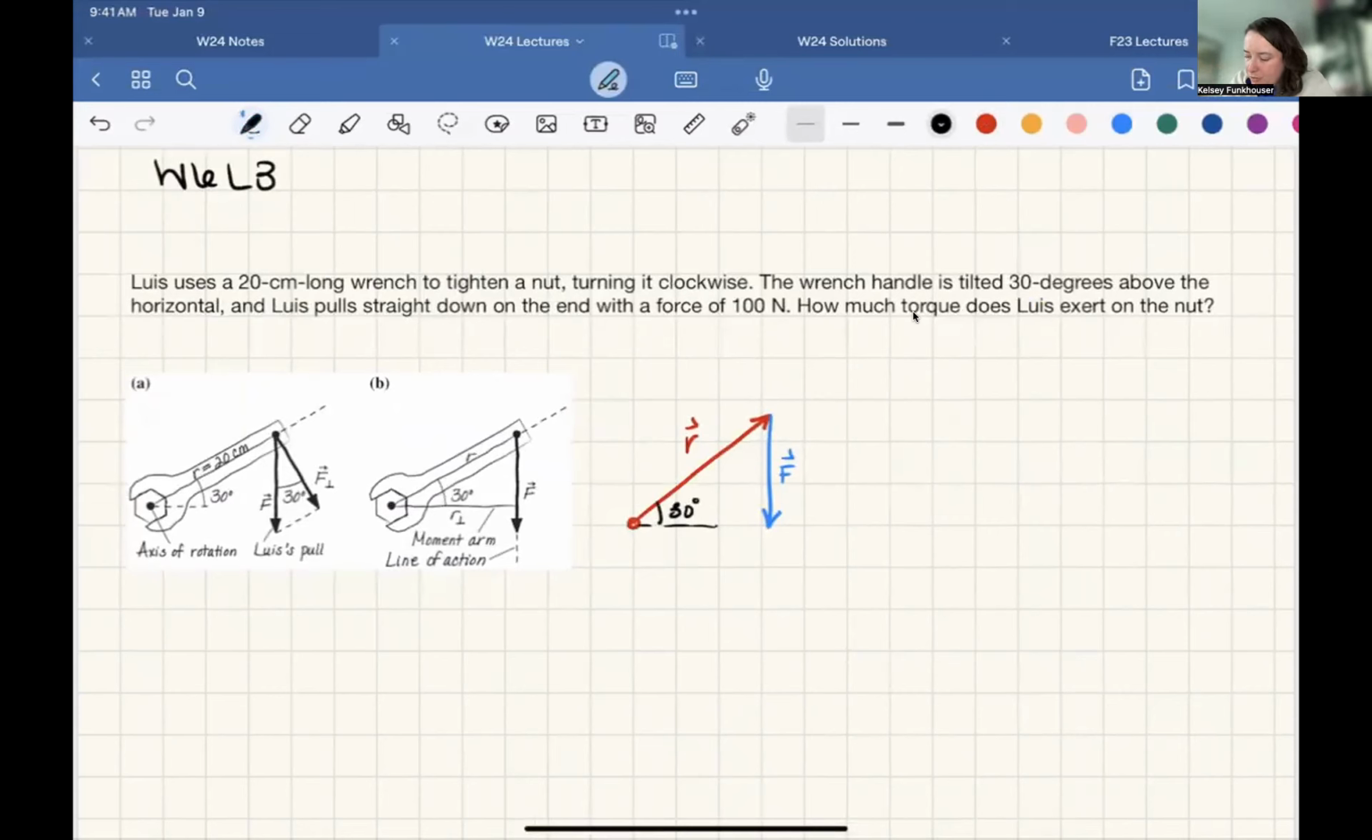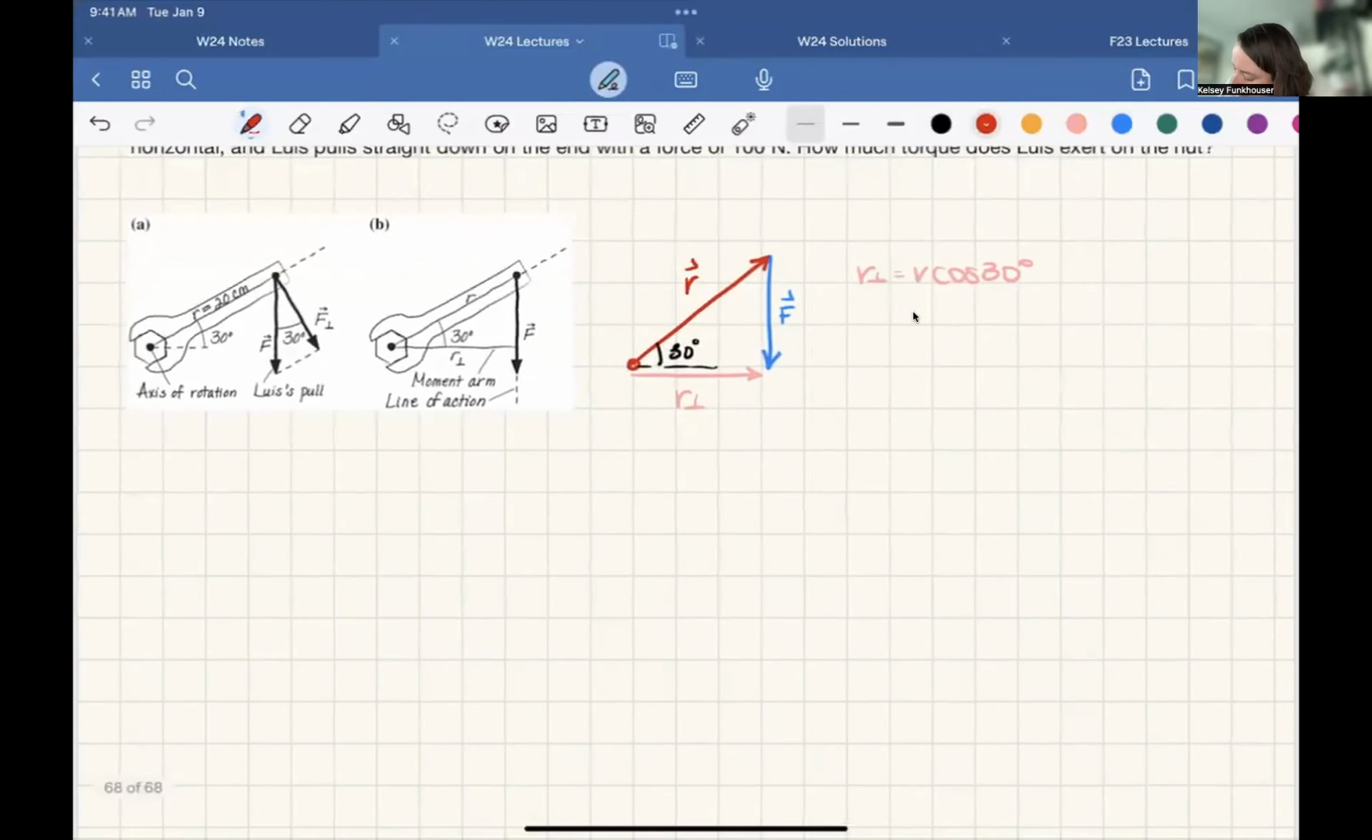So one thing we can do is find the perpendicular component of the radius, because 30 degrees is not the angle between the radius and the force. So we can't just use RF sine of theta. Instead, we can get the perpendicular component of the radius here, which is the radius times cosine of 30 degrees. That's one option.